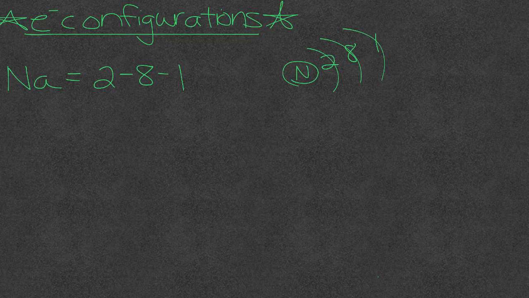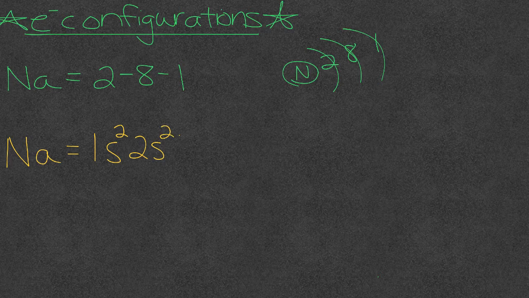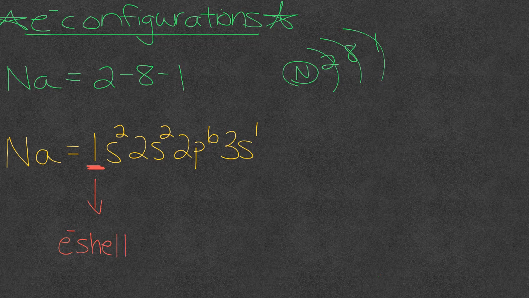We are now going to be writing big kid electron configurations. And with our big kid electron configurations, it's going to look like this: 1s2, 2s2, 2p6, 3s1. So that's going to be sodium. What these numbers mean, these big numbers here represent the electron shell. So first electron shell, second electron shell, third electron shell. So we can still see that we have 3 electron shells.